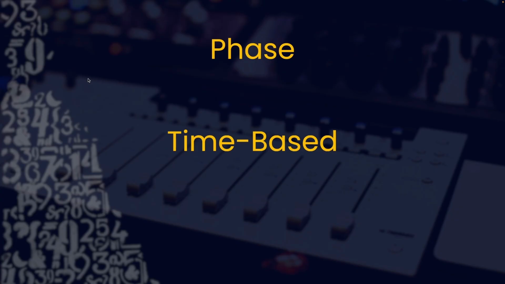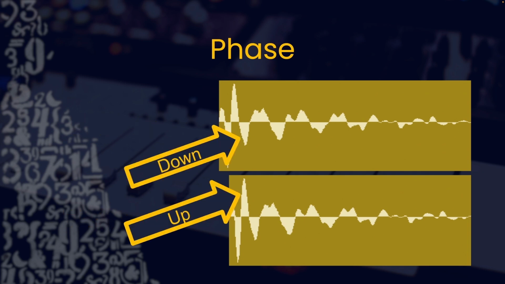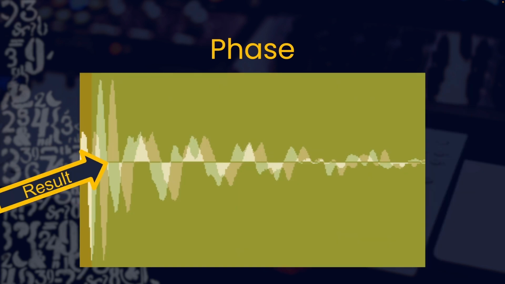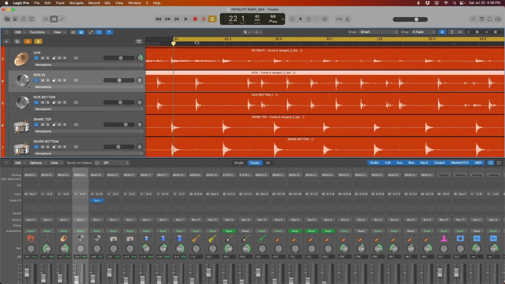Phase now. So phase, as I mentioned earlier, is time-based. Basically, if we have a kick in, a kick out, and they're directionally correct this time, right? So the polarity is not the issue. However, as you can tell, there's still some cancellation going on here because at a different part of the sound, it is now going down, the other part is going up, and therefore we're still gonna end up with this cancellation result. And so this is ultimately what it looks like when you have a phase issue inside of your kick drum. That issue doesn't exist in the kick in this song.